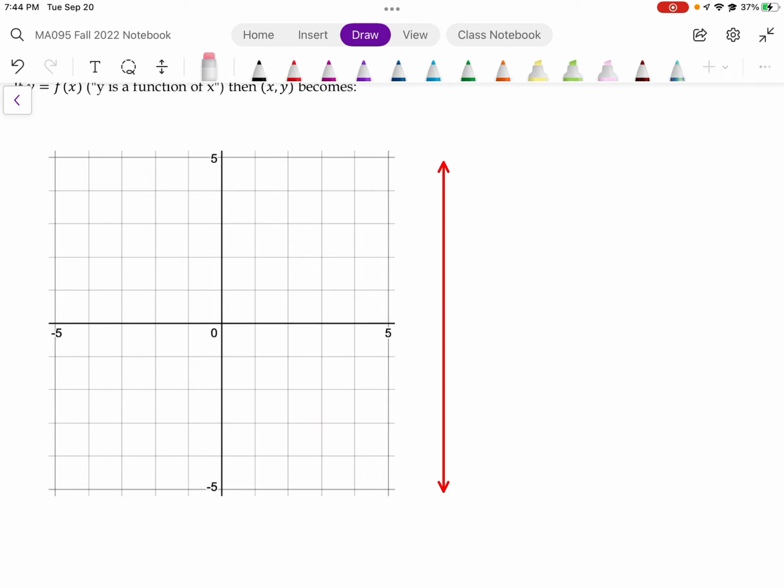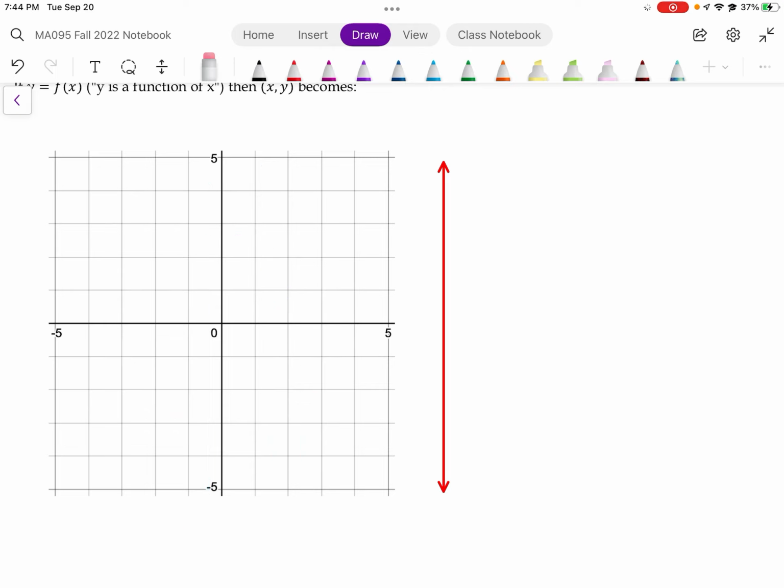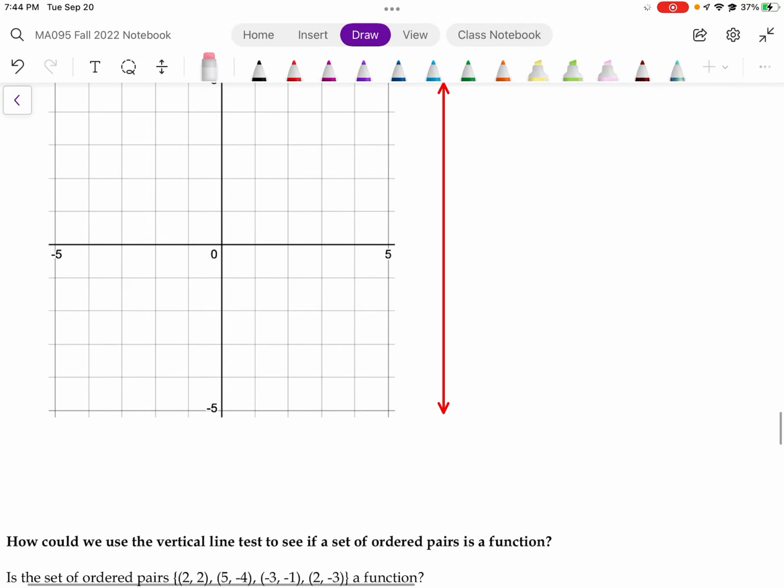All right, what about one more? What about a circle? Nope. Every time I drew a line in this direction, it would cross through twice, every place. So that's not a function. All right, so that's how you determine if a graph is a function or not.